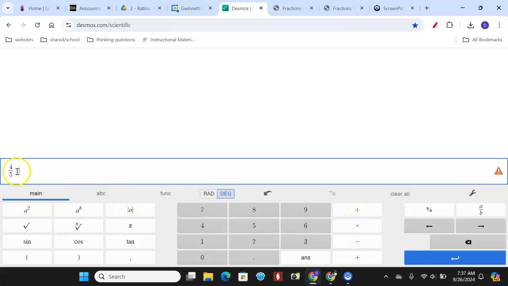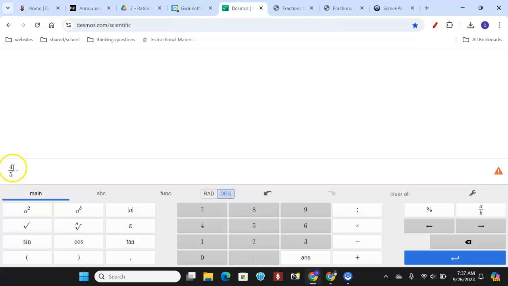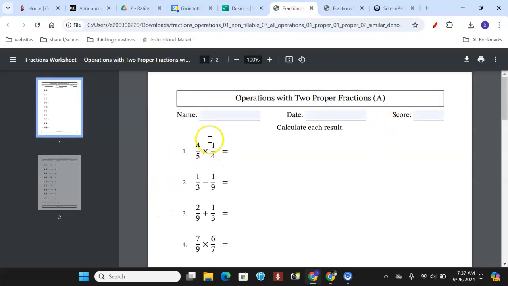Next thing that's weird, for multiplication, it puts this dot symbol instead of this cross symbol we're used to seeing. We'll talk about that a little later in the year. This is a different symbol you start to use to multiply starting in sixth grade. So don't let that worry you either. So this says 4/5 times, and my question was times 1/4.